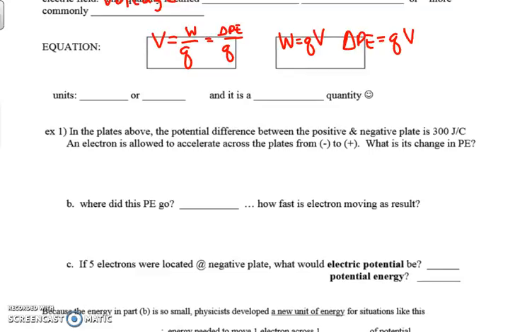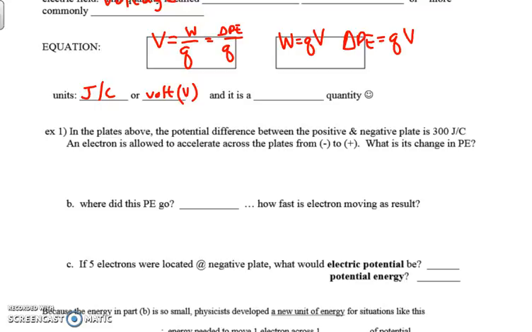Well, the units of voltage are work divided by charge, that would be joules per coulomb. So if we have a 5-volt source, for every coulomb of charge that moves across that 5 volts, we'll have 5 joules of energy. And the more common name is a volt, which also has the symbol capital V.